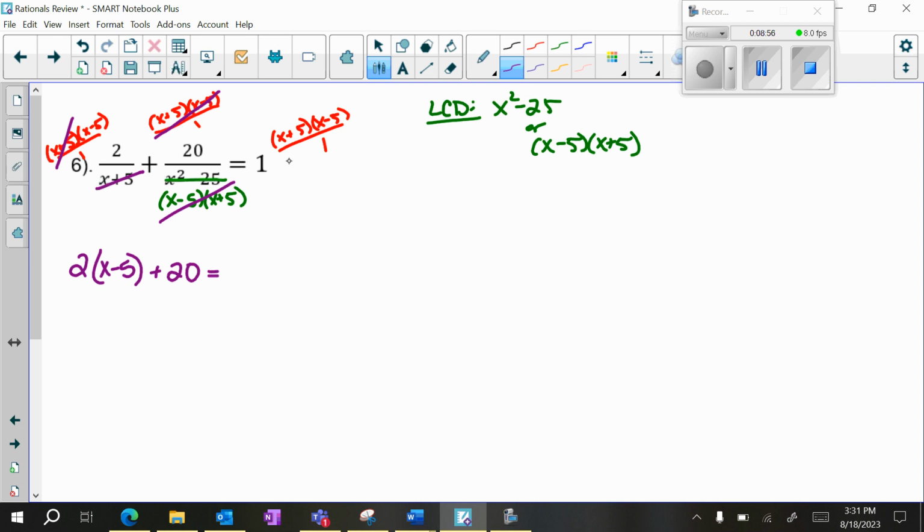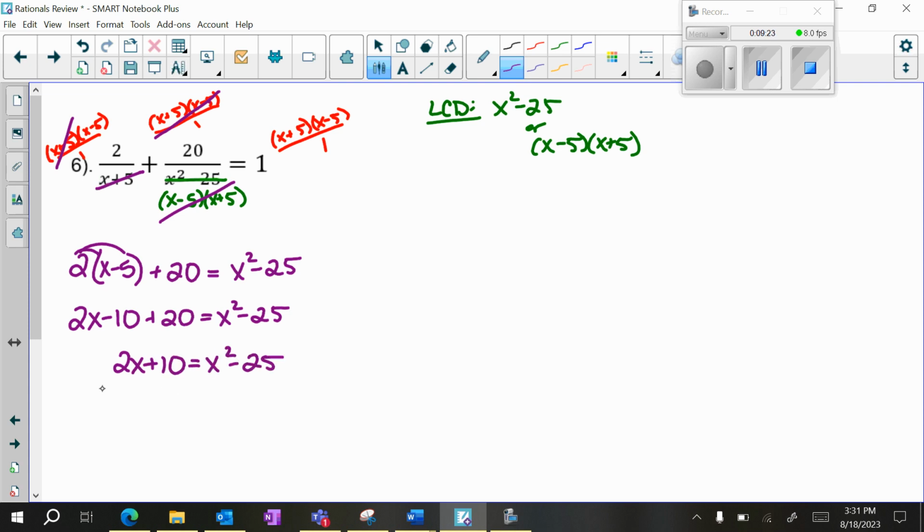And on the right side of the equation, nothing cancels or divides out, so I'm left with x squared minus 25, or of course you could write it as your two binomials, up to you. Now I have a quadratic equation that I need to solve. Remember, when solving a quadratic equation, you always want it equal to 0 and in standard form in order to factor and solve. So I have x squared minus 2x minus 35.